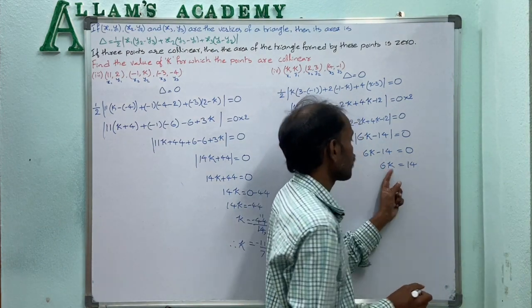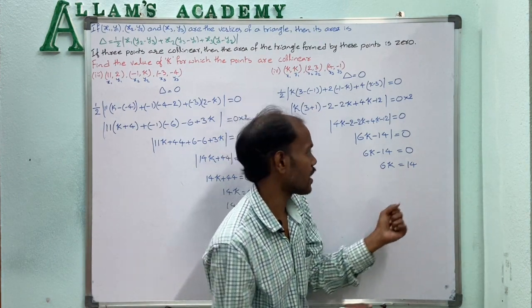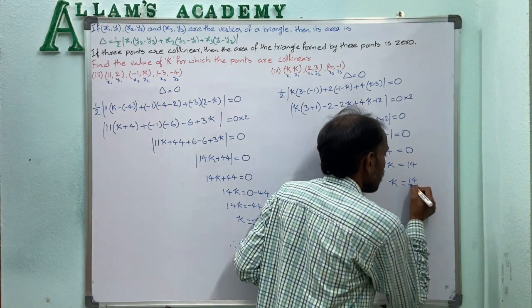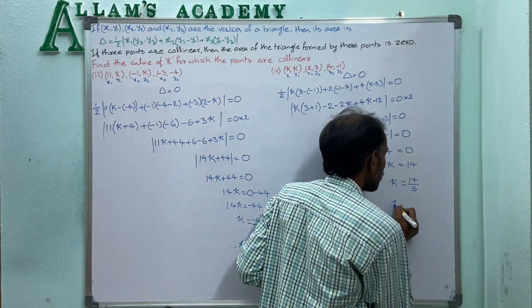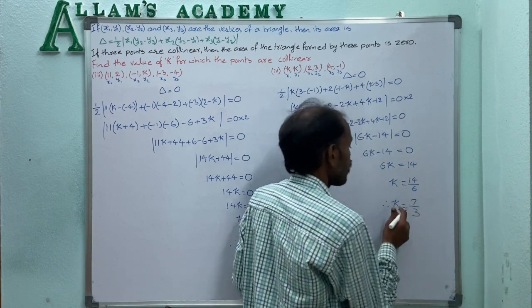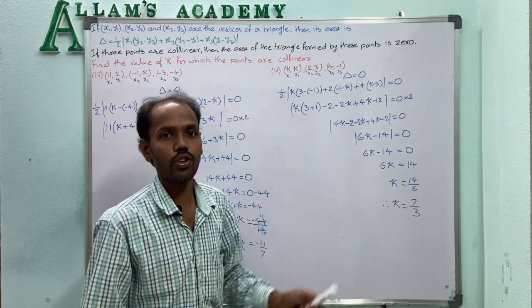Now 6 into k, this multiplication by 6 transfers to the RHS, that is division. So k equals 14 by 6, both go in the 2 table: 2 7s 14, 2 3s 6. So the k value is 7 by 3 if these points are collinear.